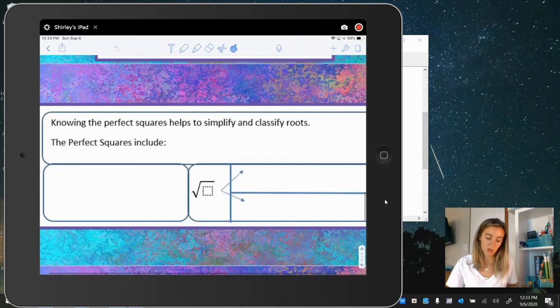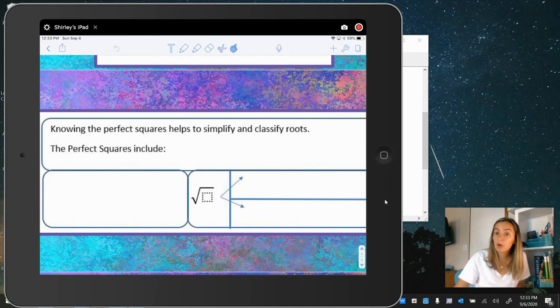Today's notes are much shorter. We're getting into square roots and perfect squares and what that means for our classifications of rational and irrational numbers. So to start, it says knowing the perfect squares helps to simplify and classify square roots. So perfect squares include the numbers where if you take the square root of it, you get a whole number.